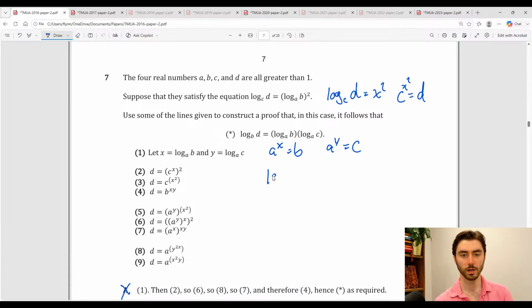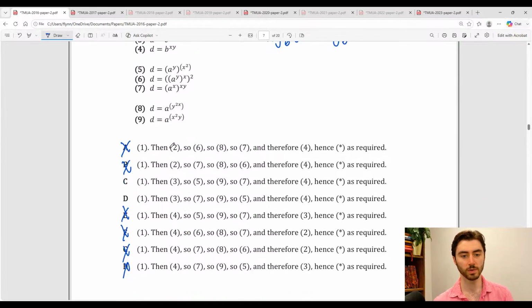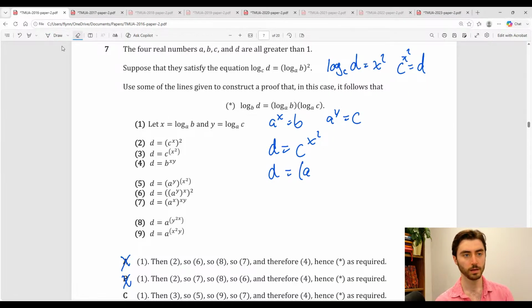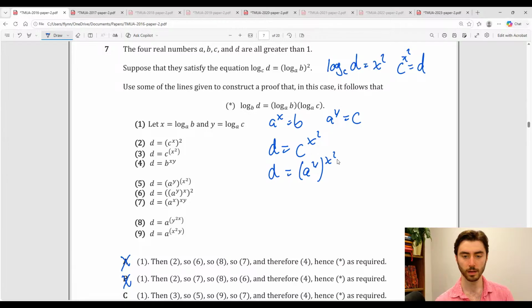And now let's do log b of d equals log b. Well, what are they doing now? There's one grouping there. So the next one is from 5, 6, or 7. So, oh, of course, I'm being an idiot. So c is equal to a to the y. So d equals c to the x squared, which means that d is equal to a to the y to the x squared, which is equal to a to the x squared y.